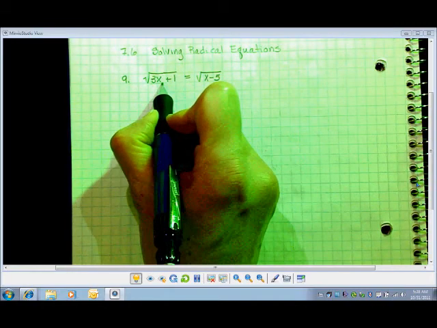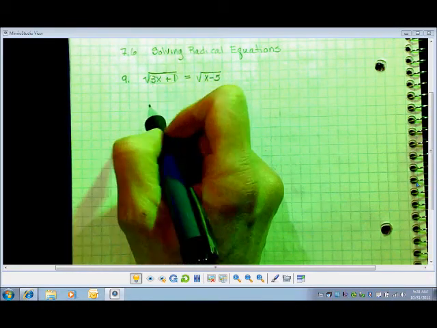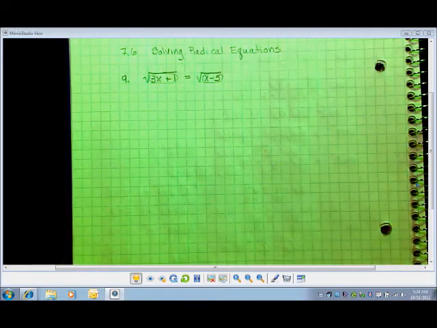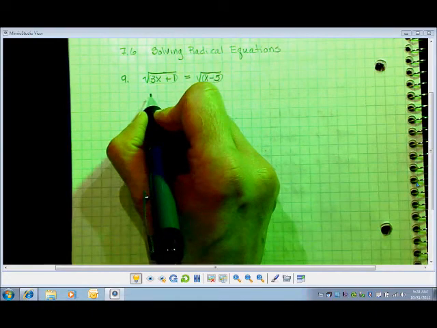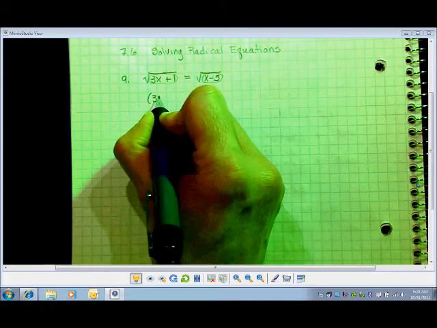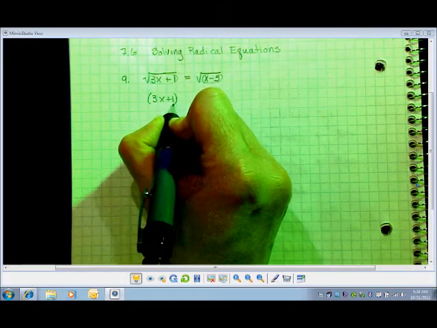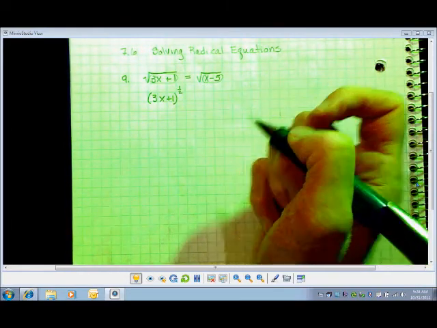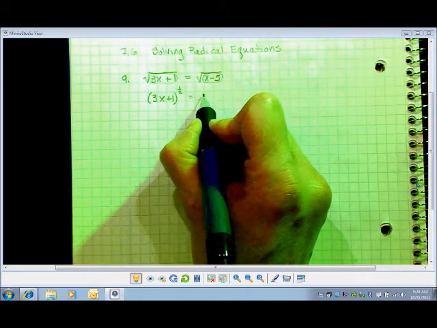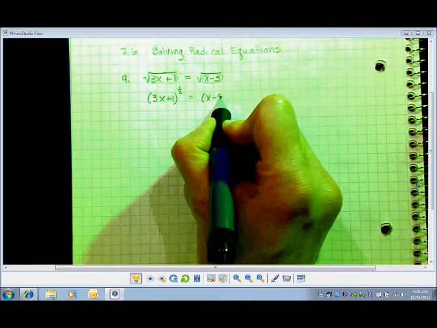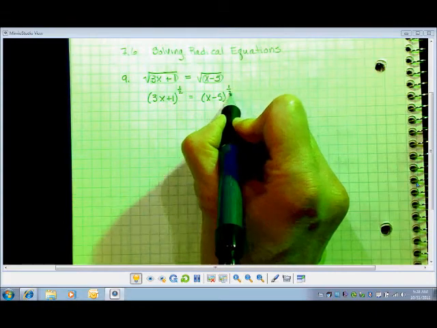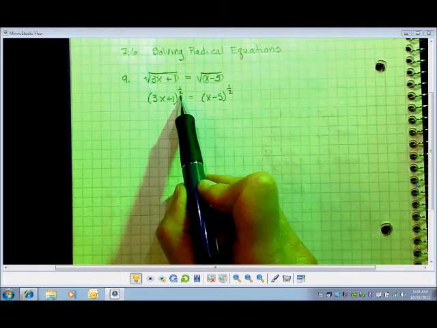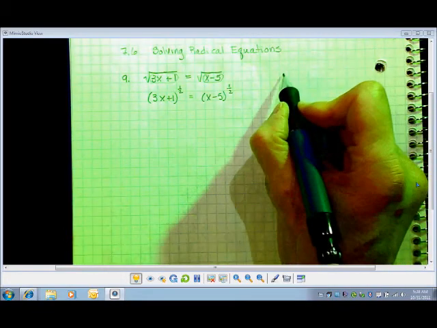Remember that 3x plus 1 is just one number. Same thing with x minus 5. That is just one number. So the square root of 3x plus 1 is the same as 3x plus 1 all to the 1/2 power. Same thing with x minus 5. That's all to the 1/2 power. So I want to get this 1/2 power out of here. I want it to equal 1.